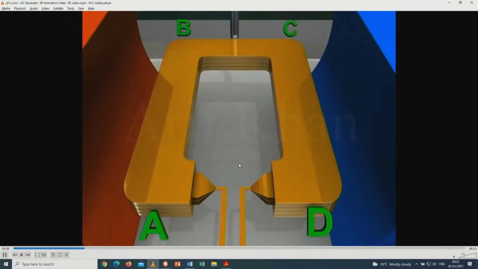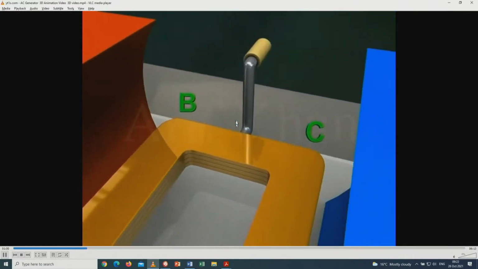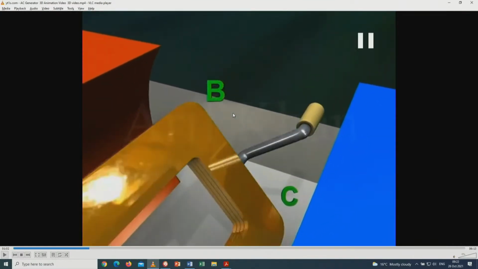Now, if we look at the different components, this one is the different components we are having here in a generator. You'll see that since in a generator the energy conversion is that of mechanical energy to electrical energy, this coil must be mechanically moved.